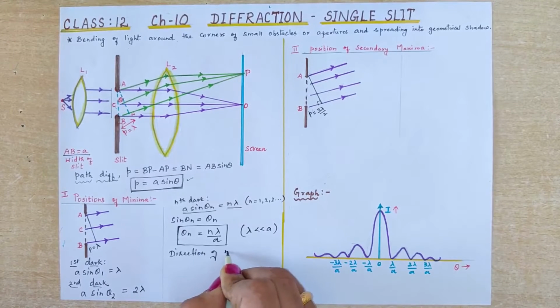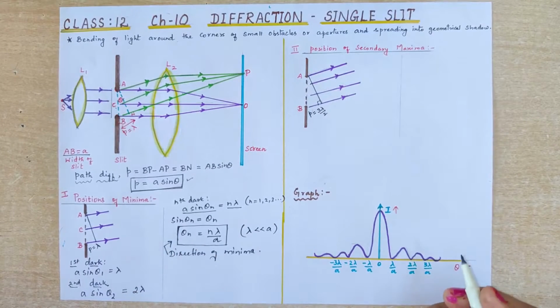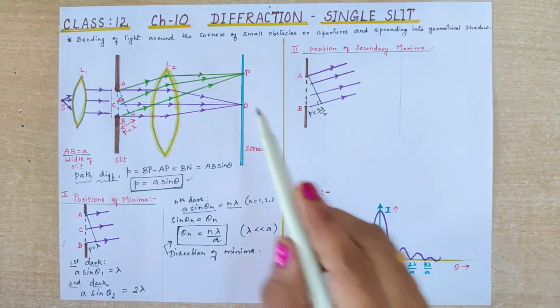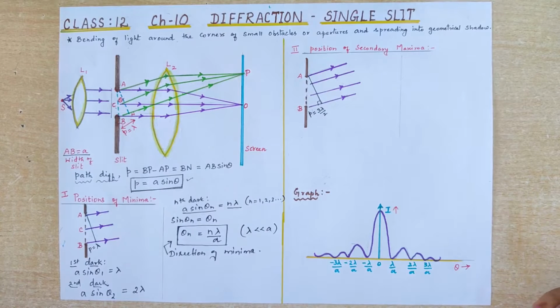Direction of various minima formed on the screen. That is what is shown here. In a similar way, we also understand the position of secondary maxima. If you want to understand it at the reference point P, what is the position? How can we get the secondary maxima formed on the screen?